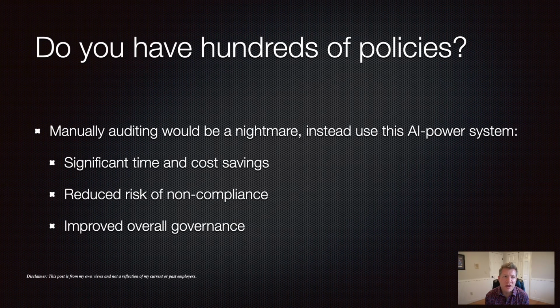Now, imagine you have hundreds of policies across your organization. Manually auditing all of those would be a nightmare. With this AI-powered system, you can easily run quarterly audits with confidence without a ton of manual effort. This translates to significant time and cost savings, reduced risk of non-compliance, and improved overall governance. So that's how you can use AI to revolutionize your compliance process. By automating the key steps, you can make your policies more effective, measurable, and auditable.